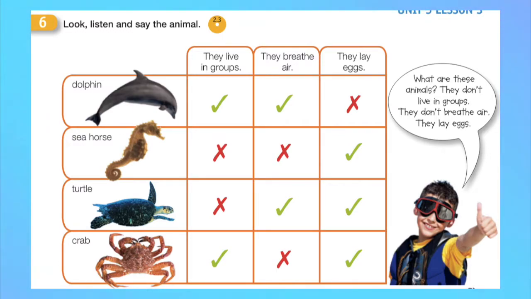One. What are these animals? They don't live in groups. They don't breathe air. They lay eggs. 2. What are these animals? They live in groups. They don't breathe air. They lay eggs. 3. What are these animals? They don't live in groups, but they do breathe air. They lay eggs. 4. What are these animals? They live in groups. They breathe air. They don't lay eggs.